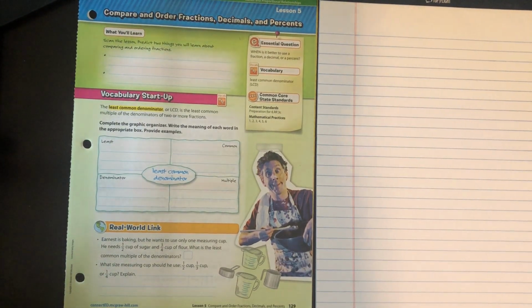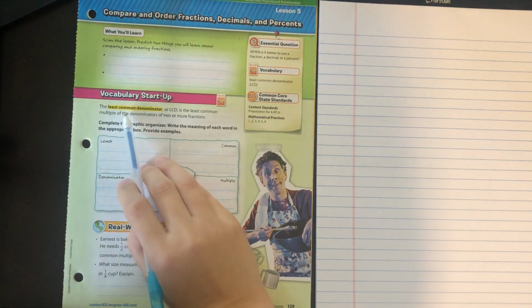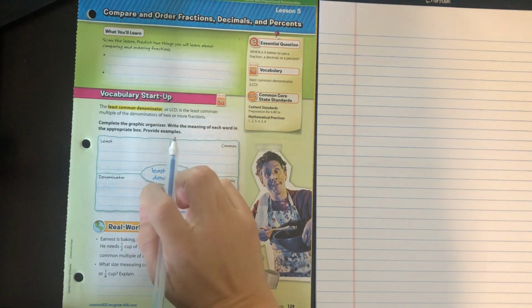Hi, sixth graders. Today we're going to look at lesson 5, comparing and ordering fractions, decimals, and percents. So the first thing that we're going to look at is a new vocabulary term, least common denominator, or LCD.